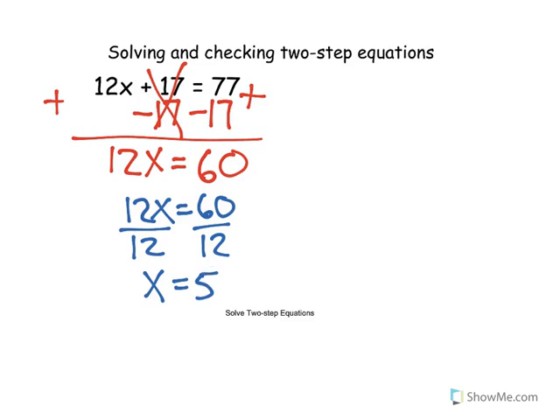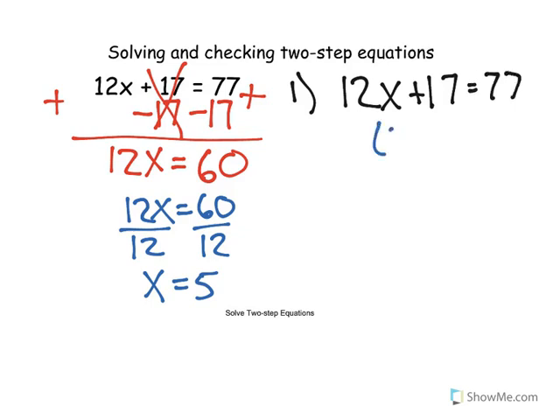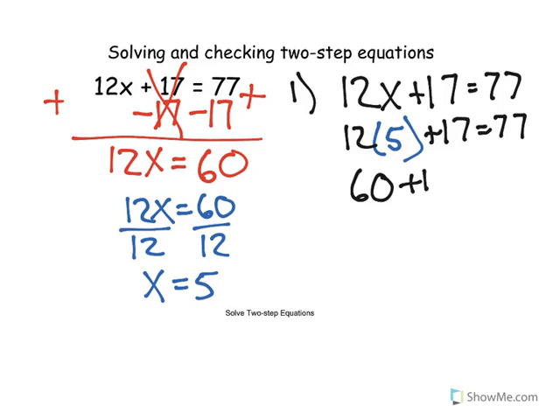So let's talk about our check, right? Remember, 3 steps to our check, right? Our first step is we're going to rewrite our original equation, 12x plus 17 equals 77. Our second step is using parentheses. We're going to substitute our value for our variable. So in this case, we think x is equal to 5. And our third step is to evaluate using order of operations. So I see two operations. I see multiplication and I see addition. I'm going to do the multiplication first. 12 times 5 is 60, plus 17 is 77. And finally, we do our addition.